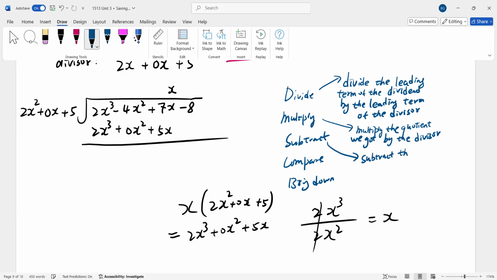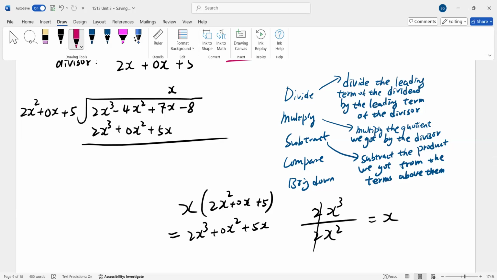Subtract the product we got from the terms above them. Knowing long division requires that all the vertically aligned terms are like terms. So we have to put 2x cubed under 2x cubed, 0x squared under negative 4x squared, 5x under 7x, because we need to make sure vertically aligned terms are like terms with the same degree. Okay, so subtracting vertically is not convenient.